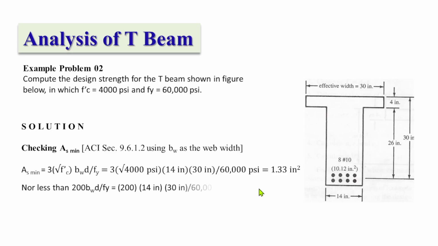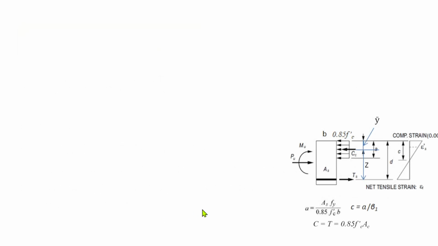The next requirement is that it should not be less than 200 bw d over Fy, which is 200 times 14 times 30 depth over 60,000 psi, and that is equal to 1.4 square inches. So we need to compare it to the tensile reinforcement provided. We have 10.12, which is greater than 1.4. 1.4 is bigger than 1.33. So we are okay for the minimum requirements.